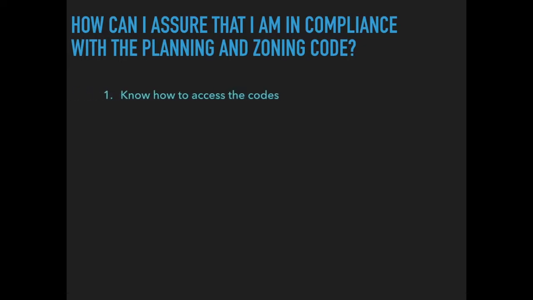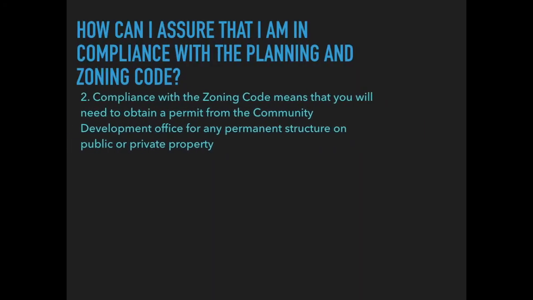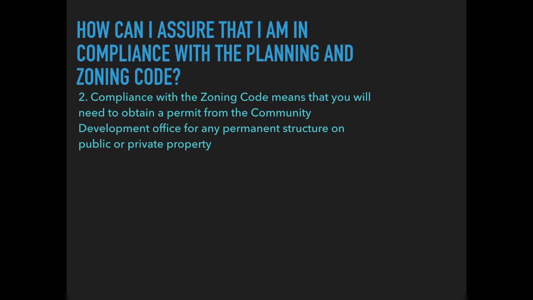Now, how can you ensure that you are in compliance with the Planning and Zoning Code? Number one, you can know how to access the code. You can do this by going to www.coz.org. Number two, compliance with the zoning code means that you will need to obtain a permit from the zoning office for any permanent structure on public or private property.